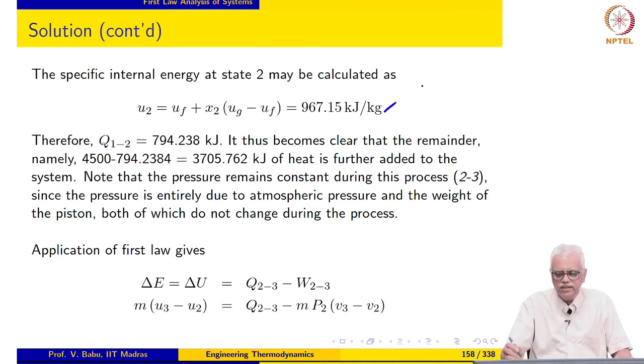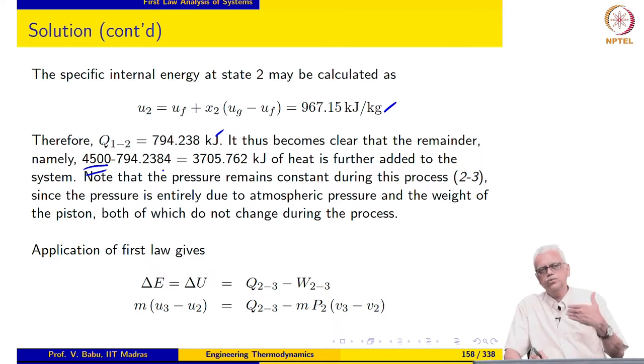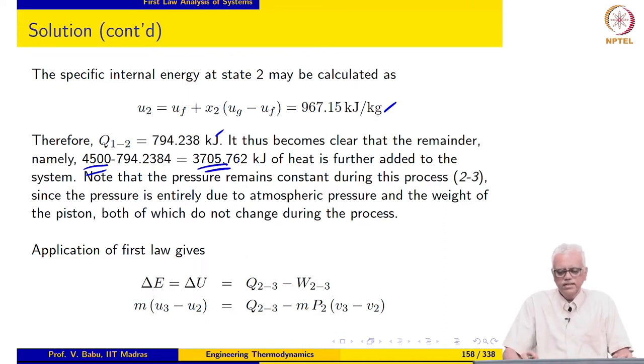The specific internal energy may also be evaluated at state 2, and that comes out to be 967.15. So the heat that has to be supplied to go from state 1 to 2 is 794.238 kilojoules. That means of the total 4500 kilojoules that is supplied, 794.238 goes to raising the state from 1 to 2. Now we supply the remainder of the heat to reach the final state.